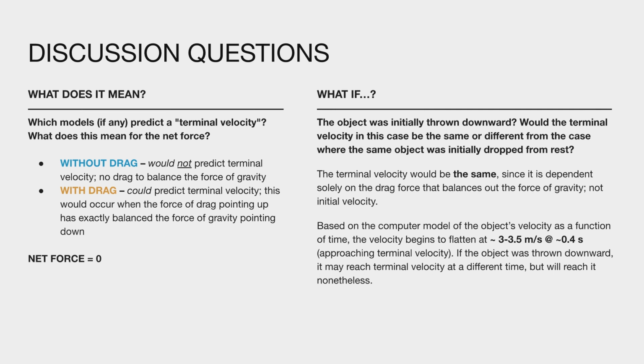If the object was initially thrown downward, the terminal velocity would still stay the same, since it is dependent solely on the drag force that balances out the force of gravity, not initial velocity. Based on the computer model of the object's velocity as a function of time, the velocity begins to flatten at around 3 to 3.5 meters per second at 0.4 seconds. If the object was thrown downward, it may reach terminal velocity at a different time, but it would reach it nonetheless.